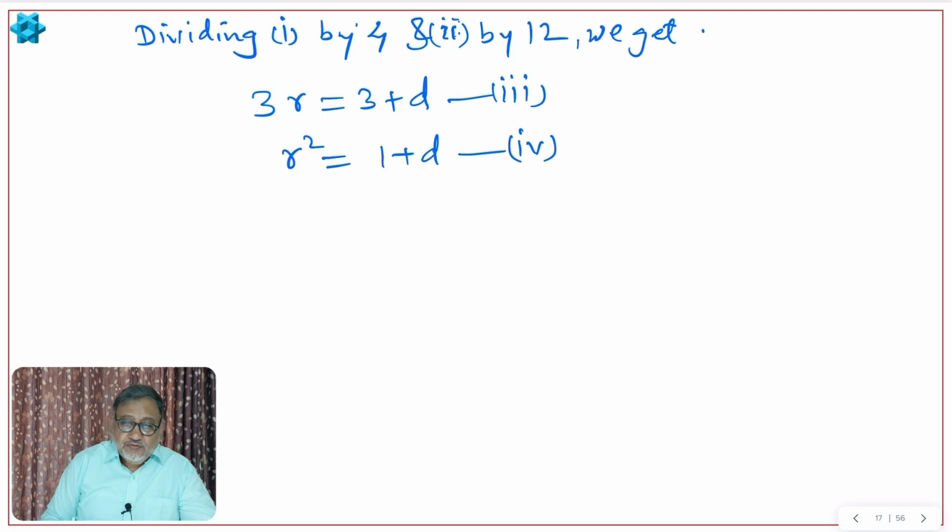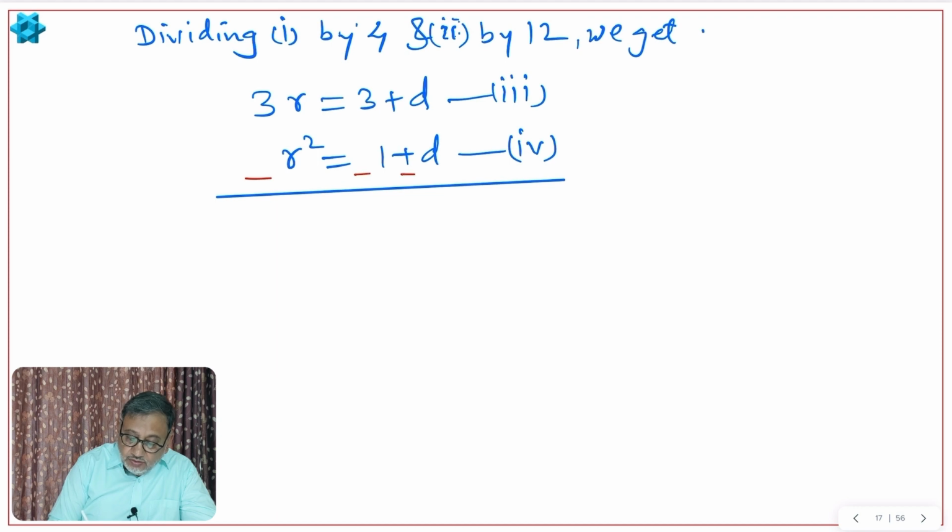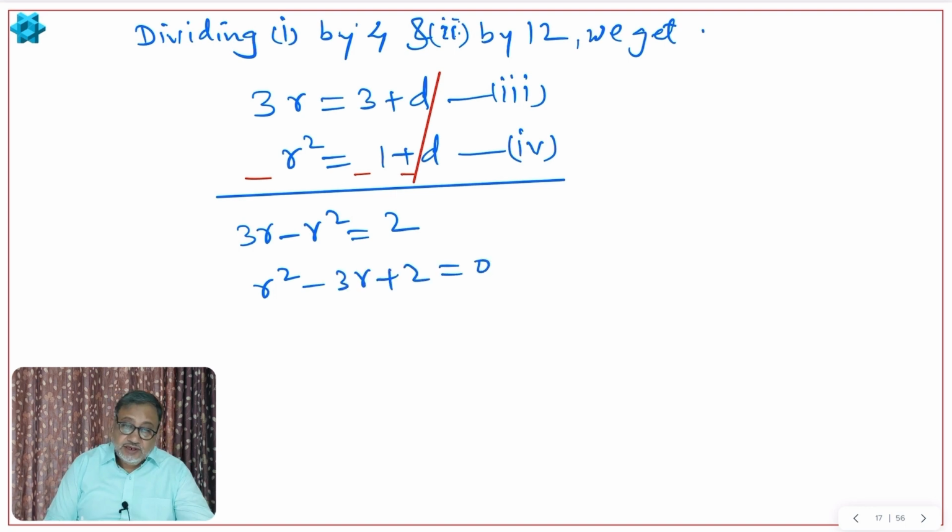Okay. Now what we will do? We will subtract them so that d is cancelled. Minus, minus, minus. So this will go, right? These two terms will cancel each other. So therefore 3r minus r square, 3 minus 1, 2. Okay, so r square, take every term there, minus 3r plus 2 is 0. Minus 3 minus 2 minus 1. So r minus 2, r minus 1. So r is equal to 2, r is equal to 1.